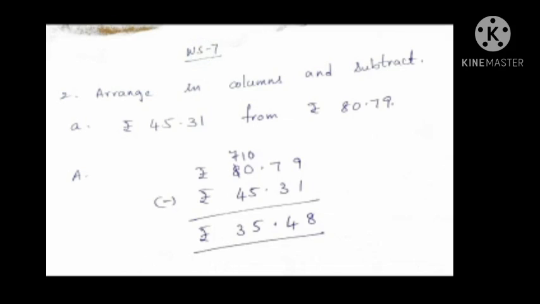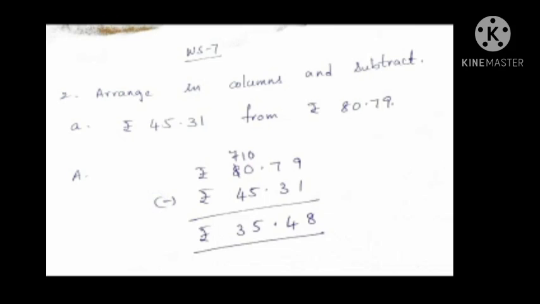Worksheet number 7 only. Second question. Arrange in columns and subtract. A sum. Rupees 45.31 from rupees 80.79. What is the question children? We have to arrange these two amounts of money in columns and then do subtraction. First we have to arrange rupees 80.79 minus rupees 45.31. Next do the subtraction.